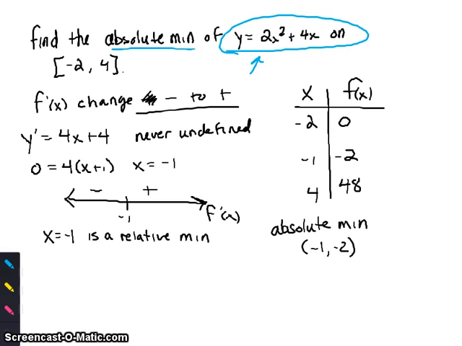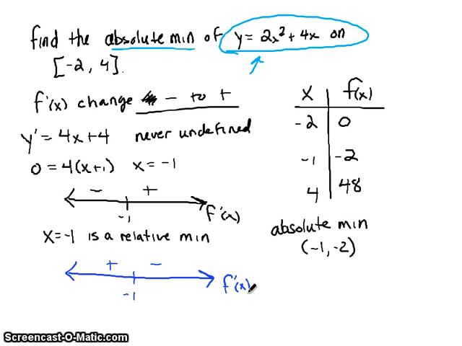Now, if our number line had turned out to look like this, we would not have to check -1 in our table, because the problem's asking for a minimum, and we can see from our number line that this would be a relative max. A relative maximum is never going to be the absolute minimum, so we wouldn't have to put it into our table. But since it did turn out to give us a relative minimum, we did need to check it, and it actually turned out to be our absolute minimum.